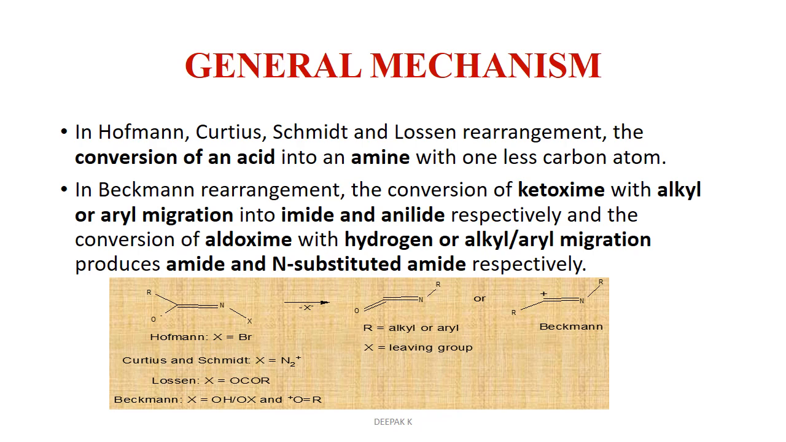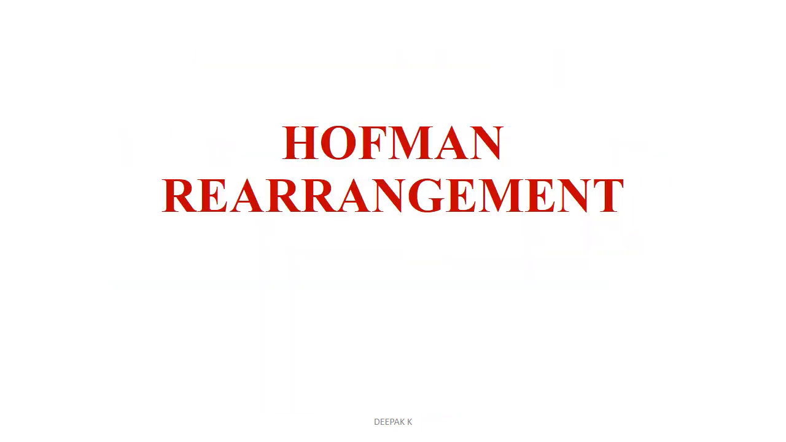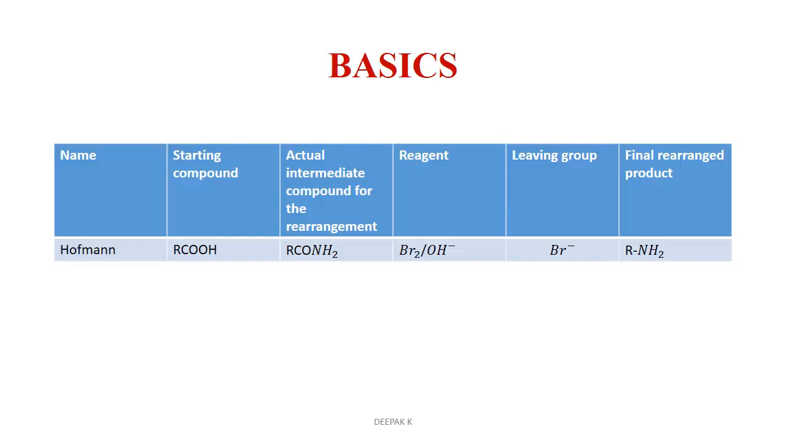So first we are looking at the Hofmann rearrangement, and look at this. Its starting material is RCOOH, and then the actual intermediate compound for the rearrangement. What does that column mean? It means this is a rearrangement reaction happening to a particular substrate. Okay, and all these substrates have been derived from carboxylic acids. That's why we are using the starting material as carboxylic acid.